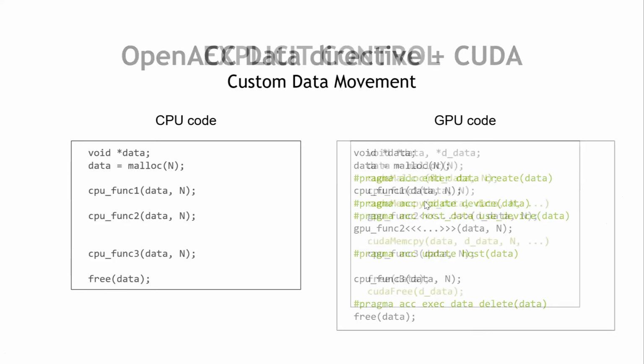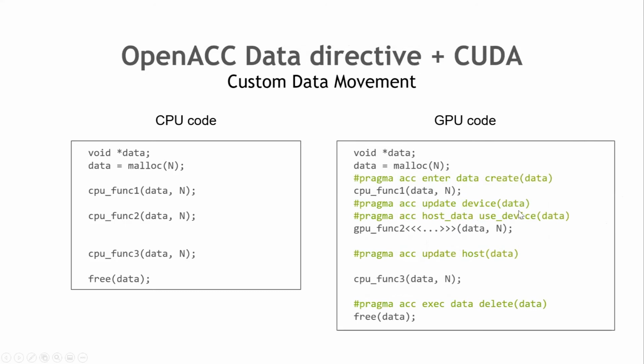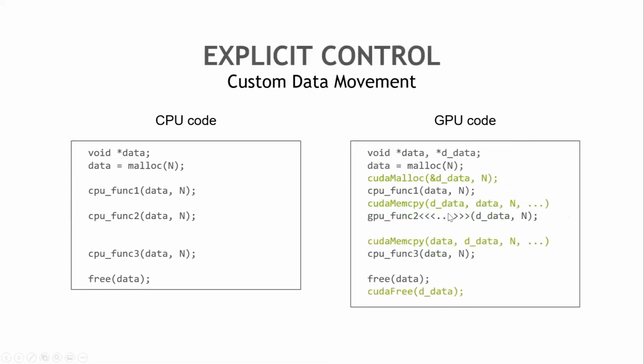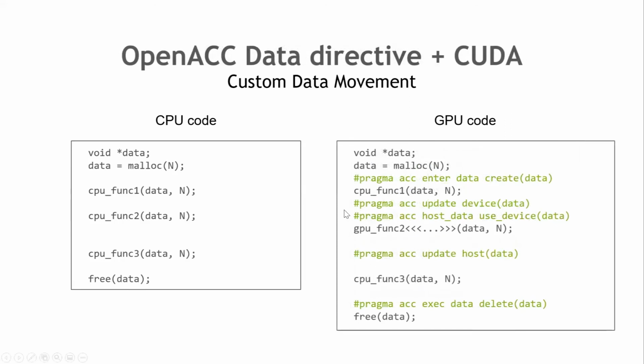Before going there, you can do the same thing with pragmas, using data pragmas. That's mostly what OpenMP 4 and OpenACC have brought to directives: the management of data. And here you have the equivalent of the CUDA code with OpenACC.